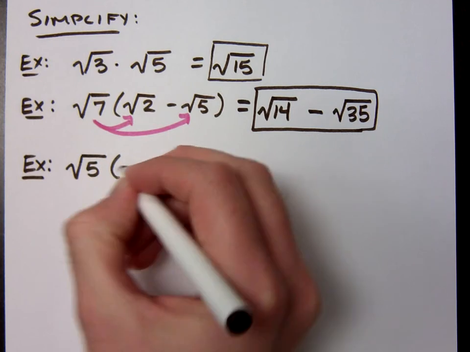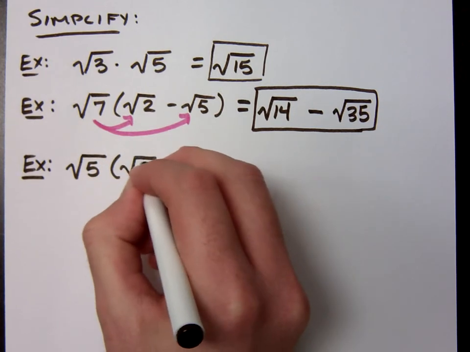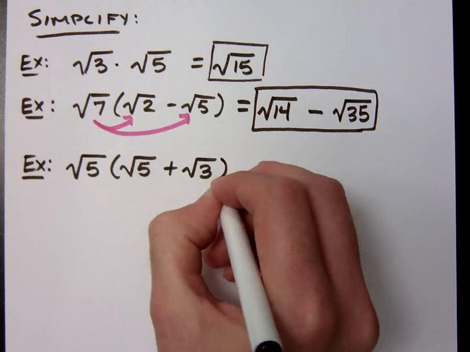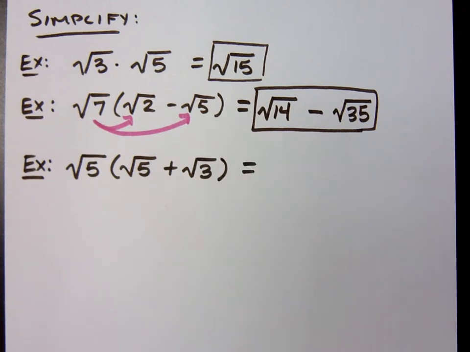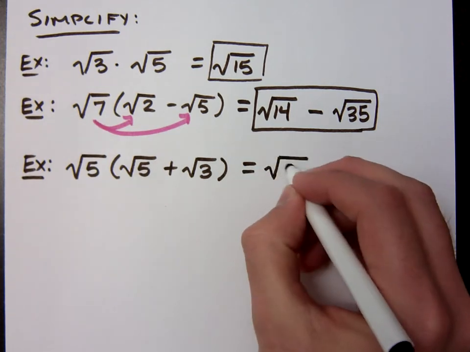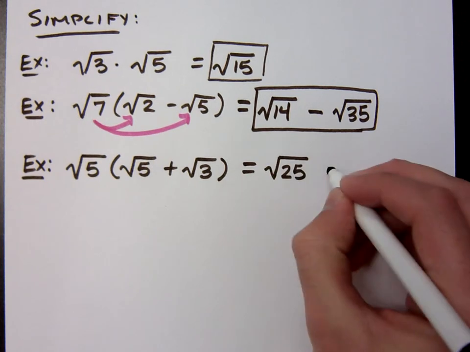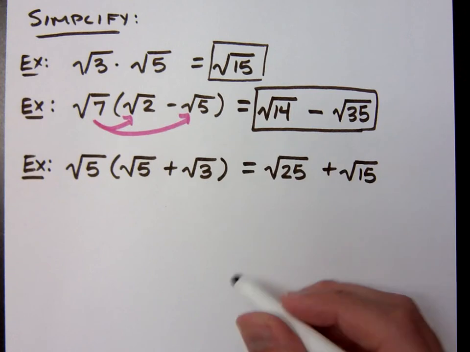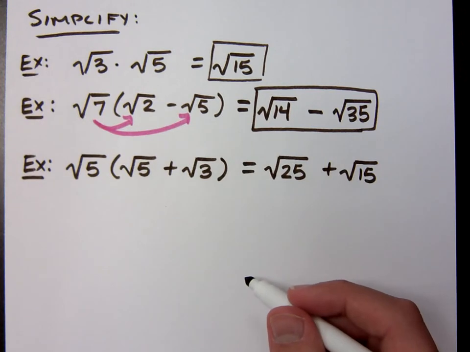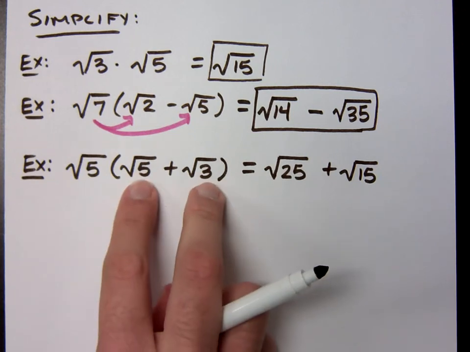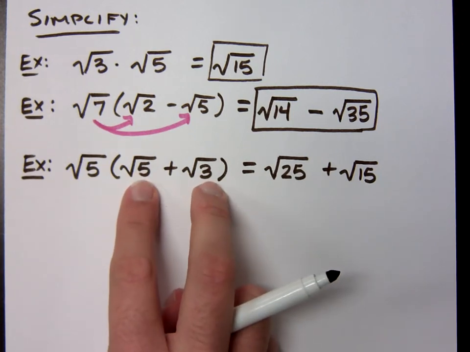How about the square root of 5 times the square root of 5 plus the square root of 3? So you would distribute again. That's the square root of 25 plus what? And I just boxed this, right? It's almost too easy. Yes? Why couldn't you just go ahead and add what's in the parentheses first? These guys don't have the same radicand. Just like the last example.